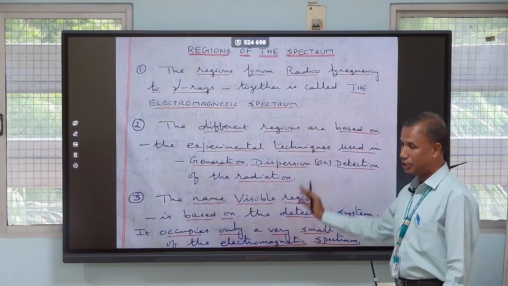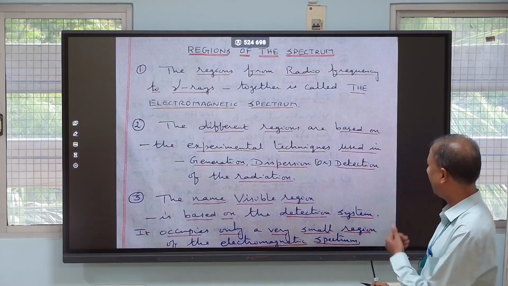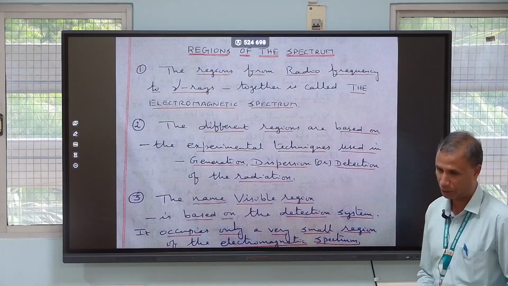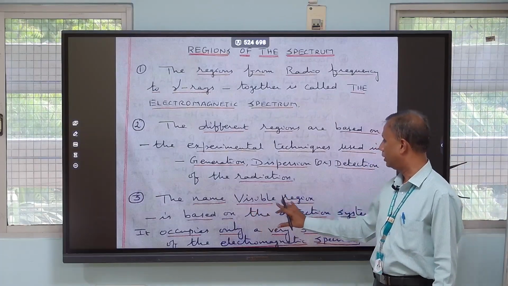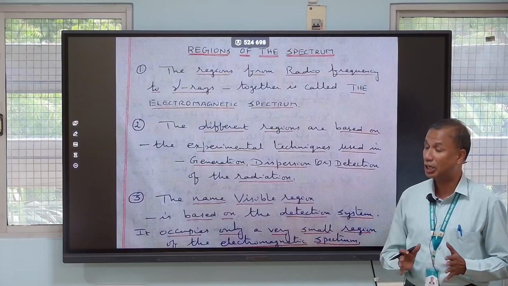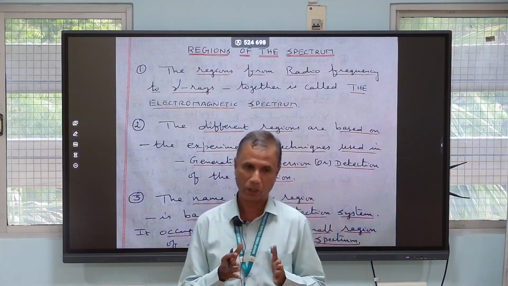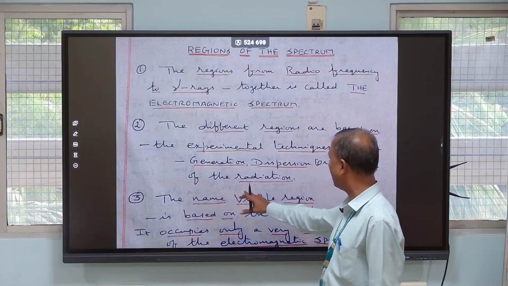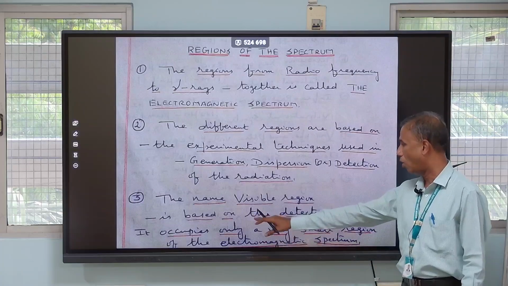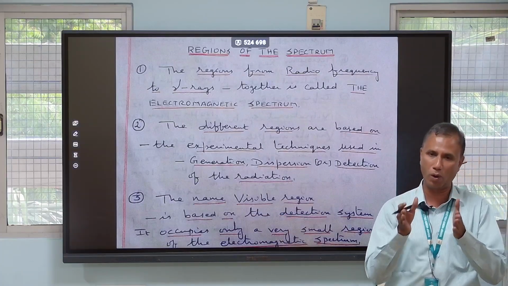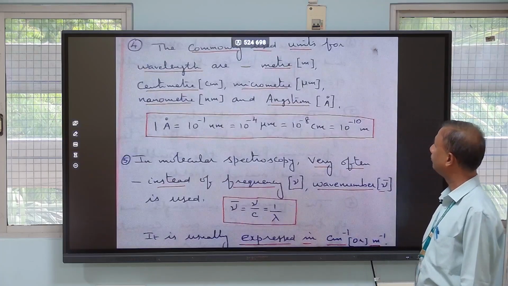The different regions are based on the experimental techniques used in generation and detection. The name visible region is based on detection by the system. We can see through our naked eye. So the name visible region is based on the detection of the system. It occupies only a very small region in the electromagnetic spectrum.